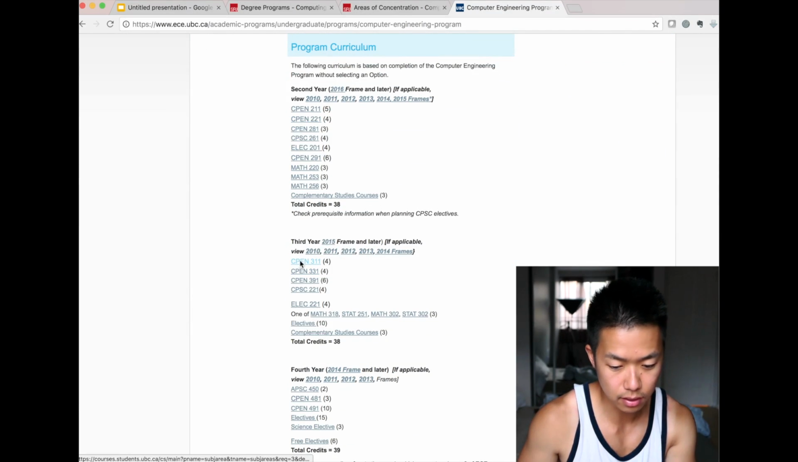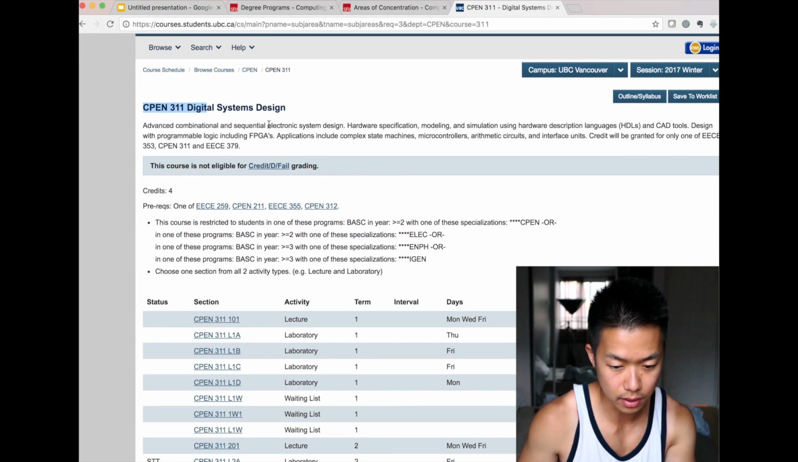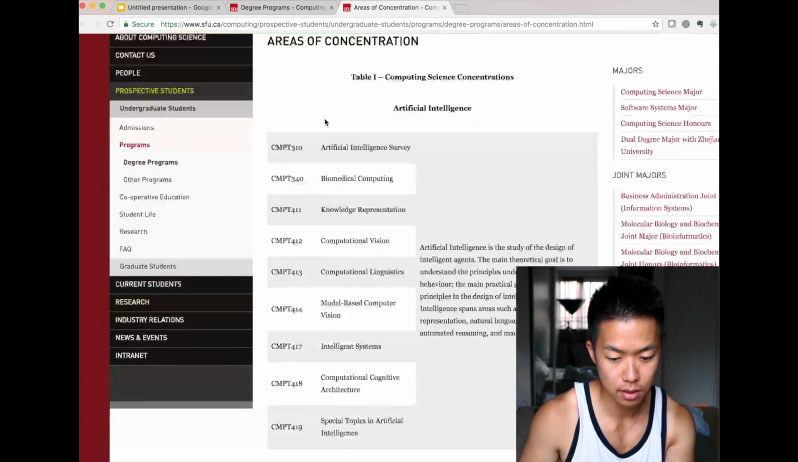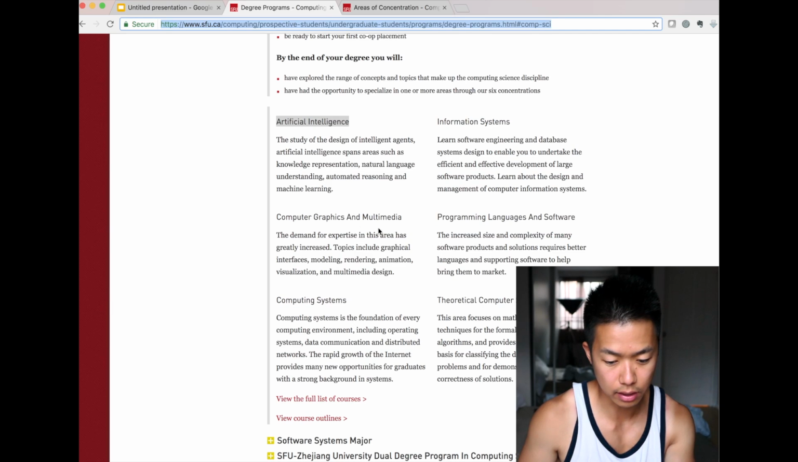Like you take this and then you open up, probably course description, digital system design. So probably hardware, computer engineering, electric system design. But that's it, guys. That's how you can do research like I did, and then kind of get to know.